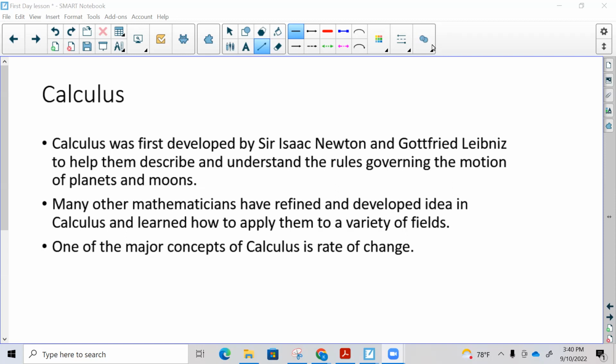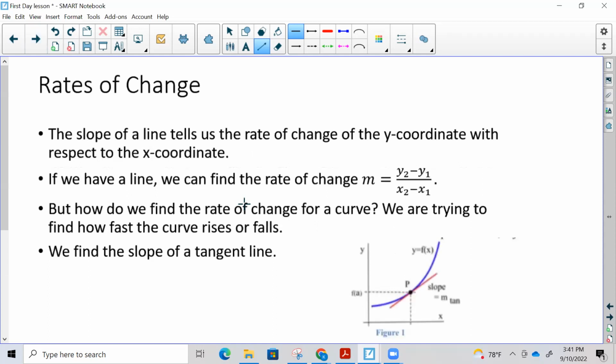Since then, a lot of mathematicians have refined and developed ideas in calculus and learned how to apply it to a lot of different fields. And one of the major concepts of calculus is the rate of change. You have learned about rate of change in past math courses when talking about a linear function. We often find the slope of the linear function, and the slope is the rate of change of the y-coordinate with respect to the x-coordinate.